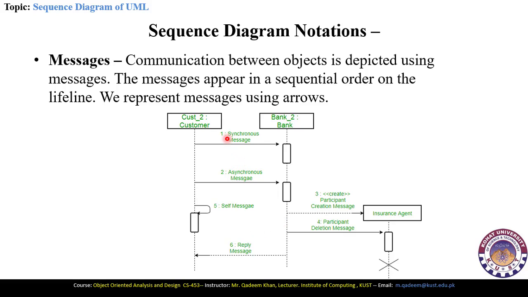So first this operation will be called, second the asynchronous message operation will be called, third the participant creating message will be called, then fourth the participant deletion method will be called, and next, fifth, the self message, meaning this module is calling itself. Then we have the sixth message, the reply message, and that will be the final message. So the messages represent the sequence of operations as well as the sequence of calls to different actions.